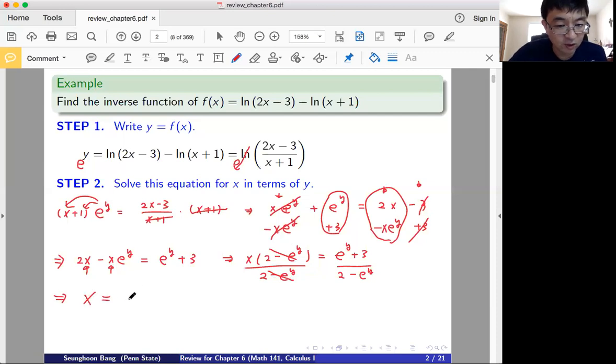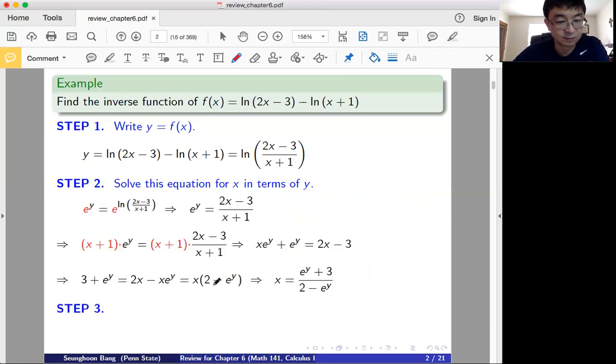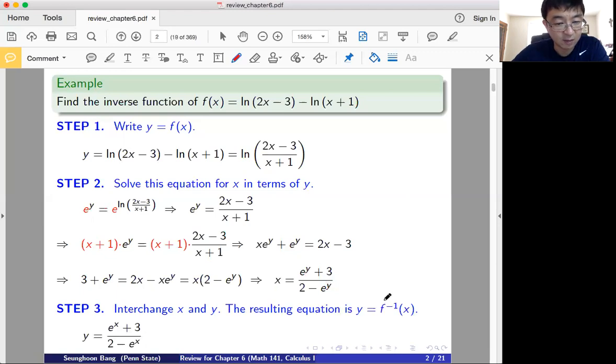x equals e to the y plus 3 over 2 minus e to the y. So we have this result. This is step 2. Step 3. Interchange x and y. What does it mean? You can replace x by y, y by x. So that's it, interchange x and y. So we have this result. This is the whole idea for solving this problem.